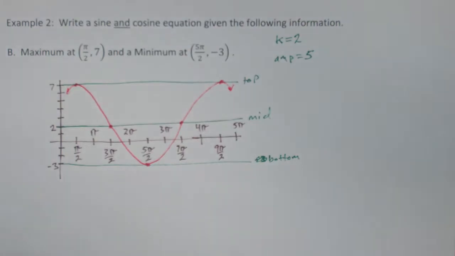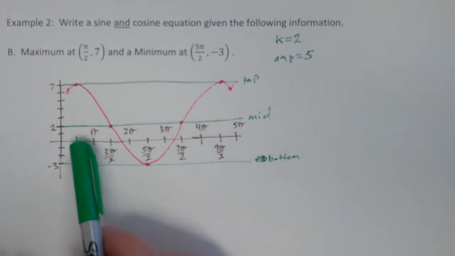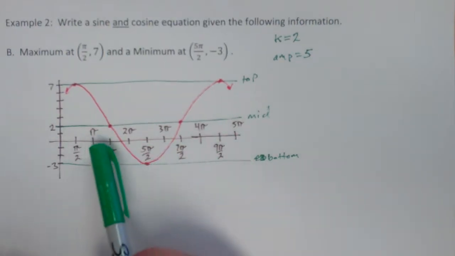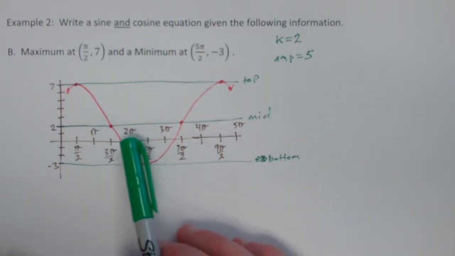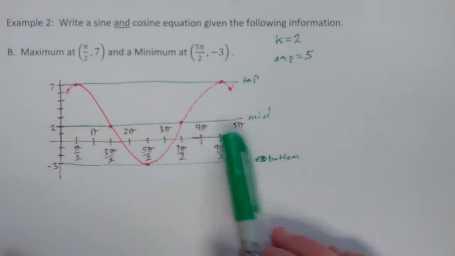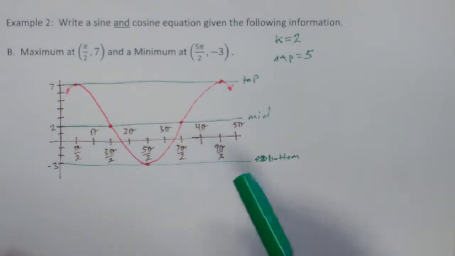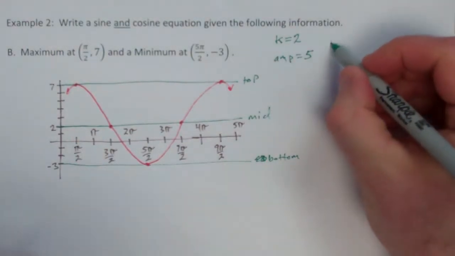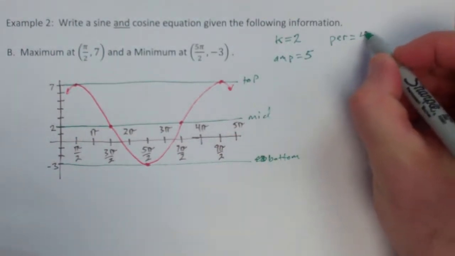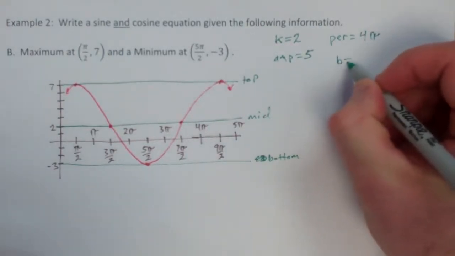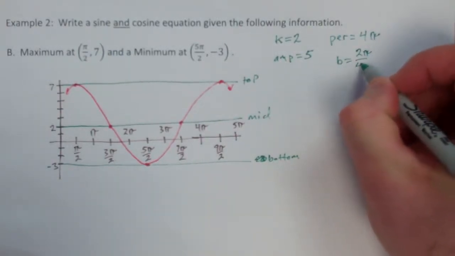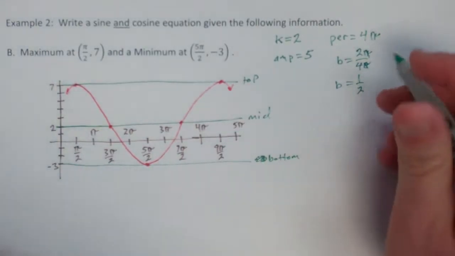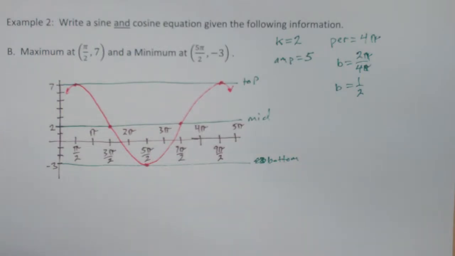We can now see that the period is from pi over 2 to 9 pi over 2. We can count the number of tick marks. 1, 2, 3, 4, 5, 6, 7, 8 tick marks. If every 2 tick marks is worth pi, that would correspond to 4 pi. So the period for this one is 4 pi, meaning b is 2 pi over the period, or 2 pi over 4 pi. So b is a half, same as the previous one.